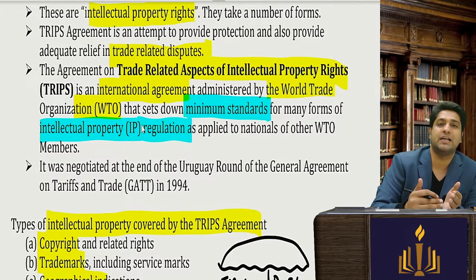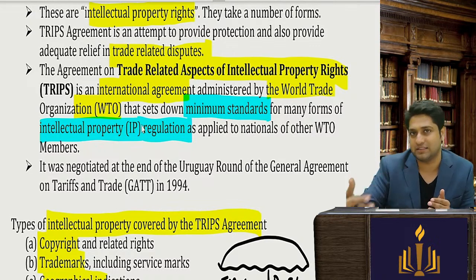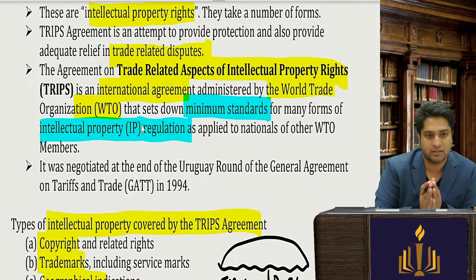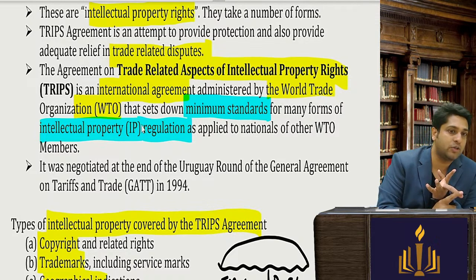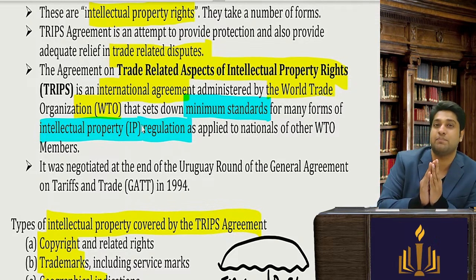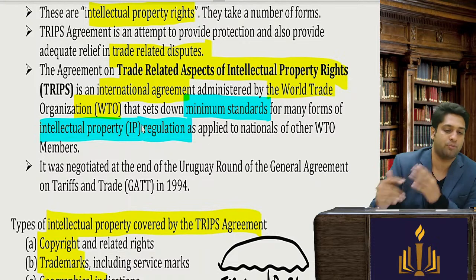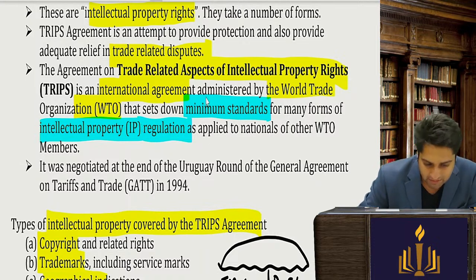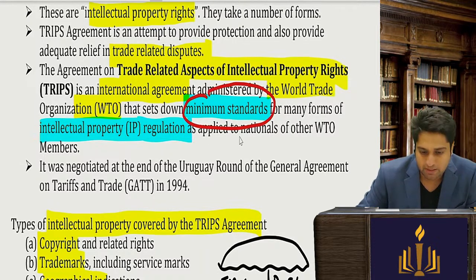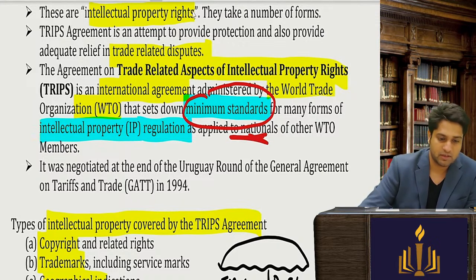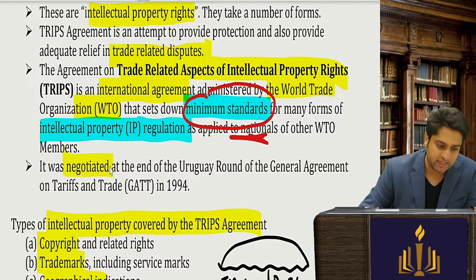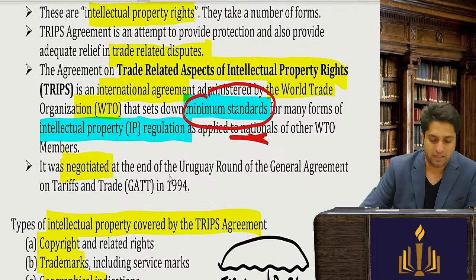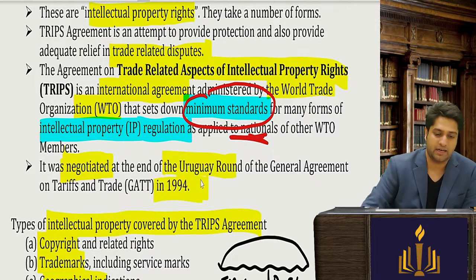So they will tell other countries that, listen, we made the guidelines, you follow them. They will say that, listen, this is the minimum thing that we expect from you. So the minimum standards should be applied by the nations. It was negotiated, discussed in the Uruguay round in 1994.